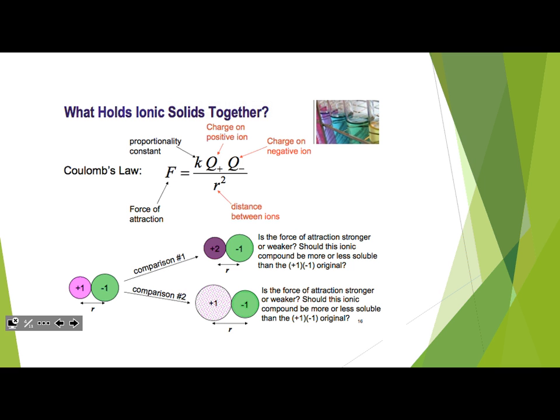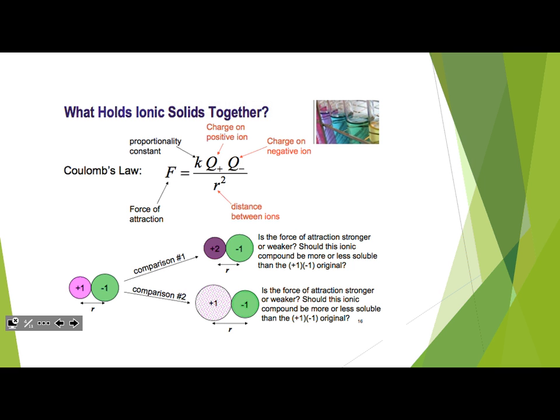So here on the left, we have this first purple cation, which is +1, and the green one, which is -1, and we want to do comparison 1. Is the force of attraction stronger or weaker here? Well, one of the things that plays a role is the distance between the charges if you think about a number line. Is the distance between the charges in our +2 -1 greater than or less than our +1 -1? Well, it has a greater difference. Because there is a greater difference in the charge, bigger charge differences mean stronger ionic bonds.